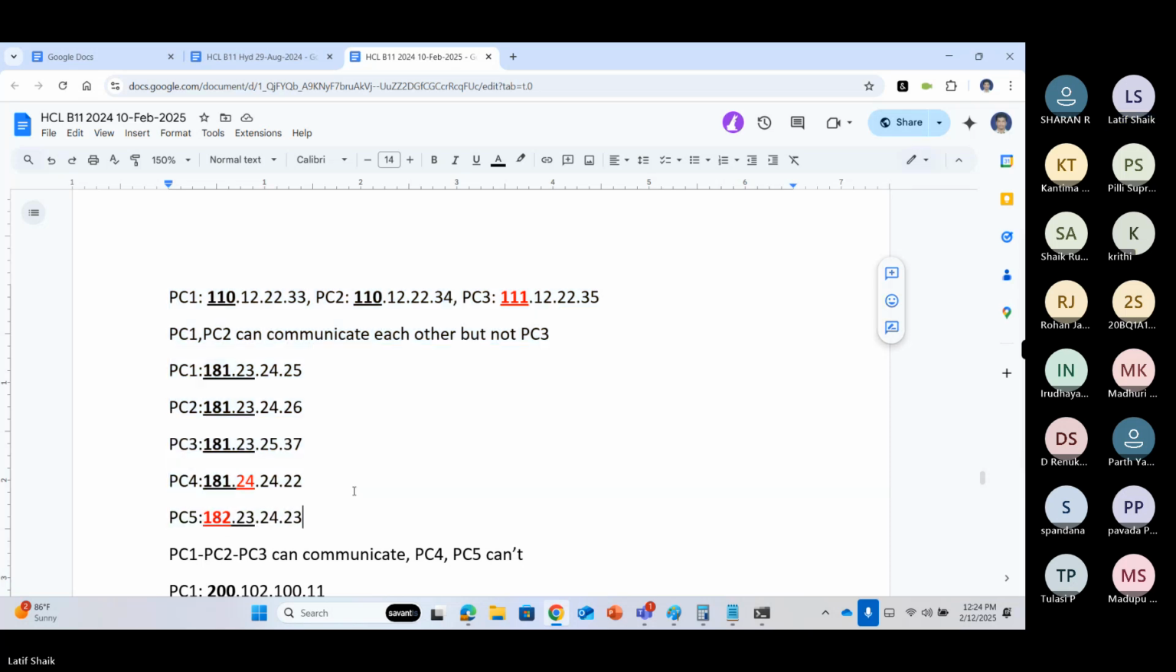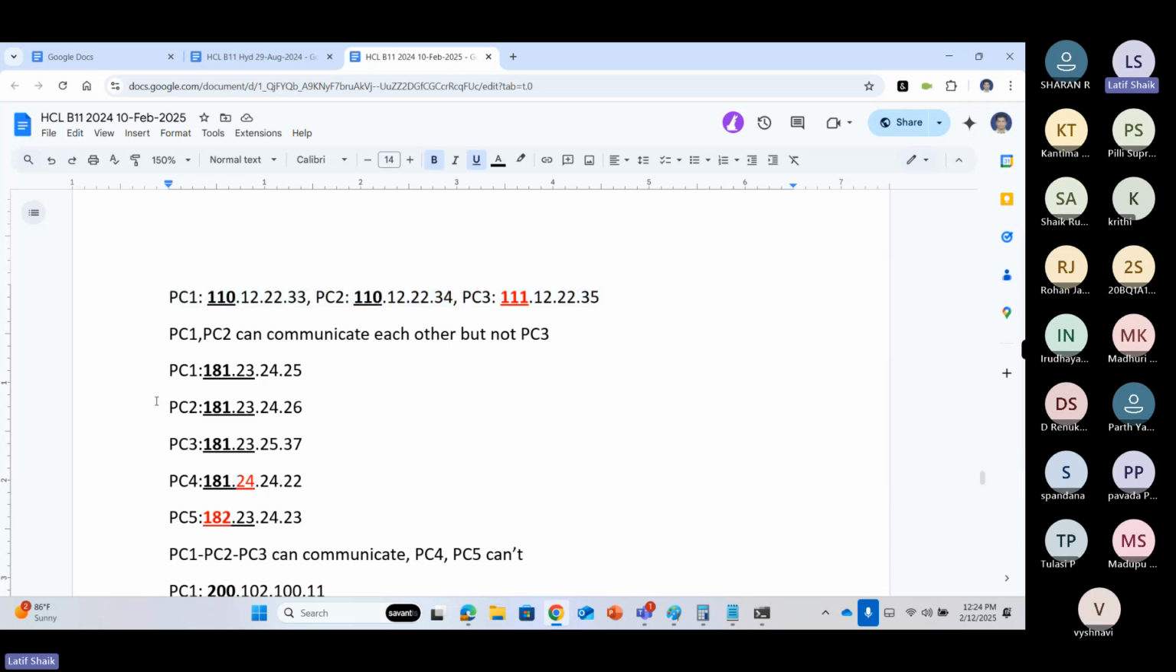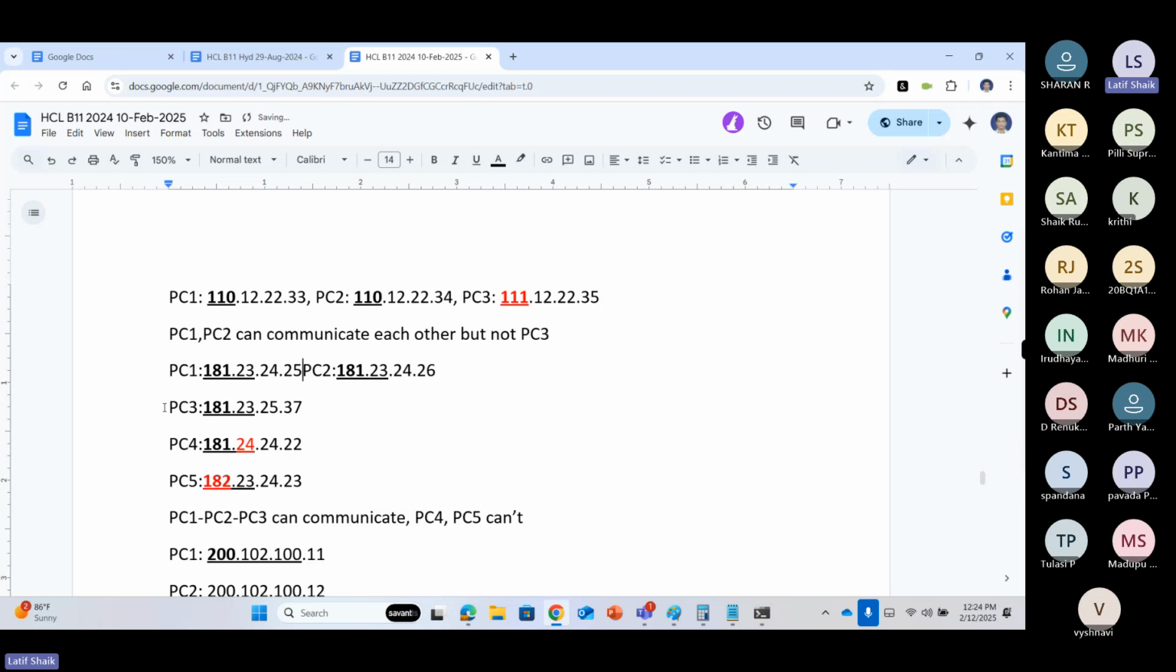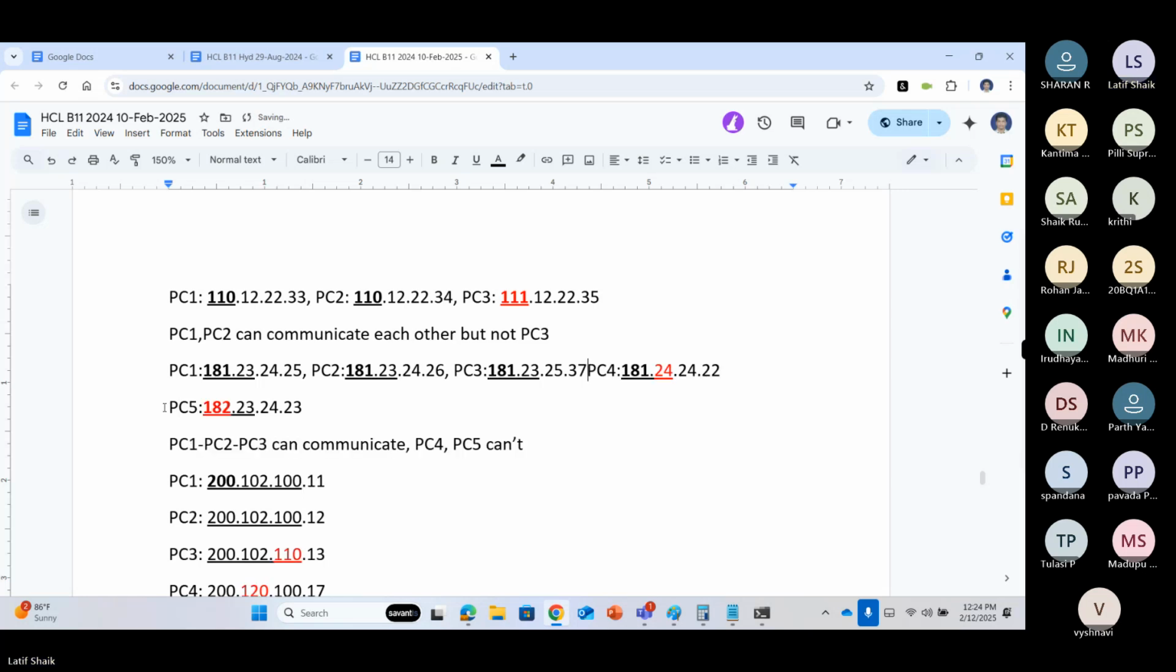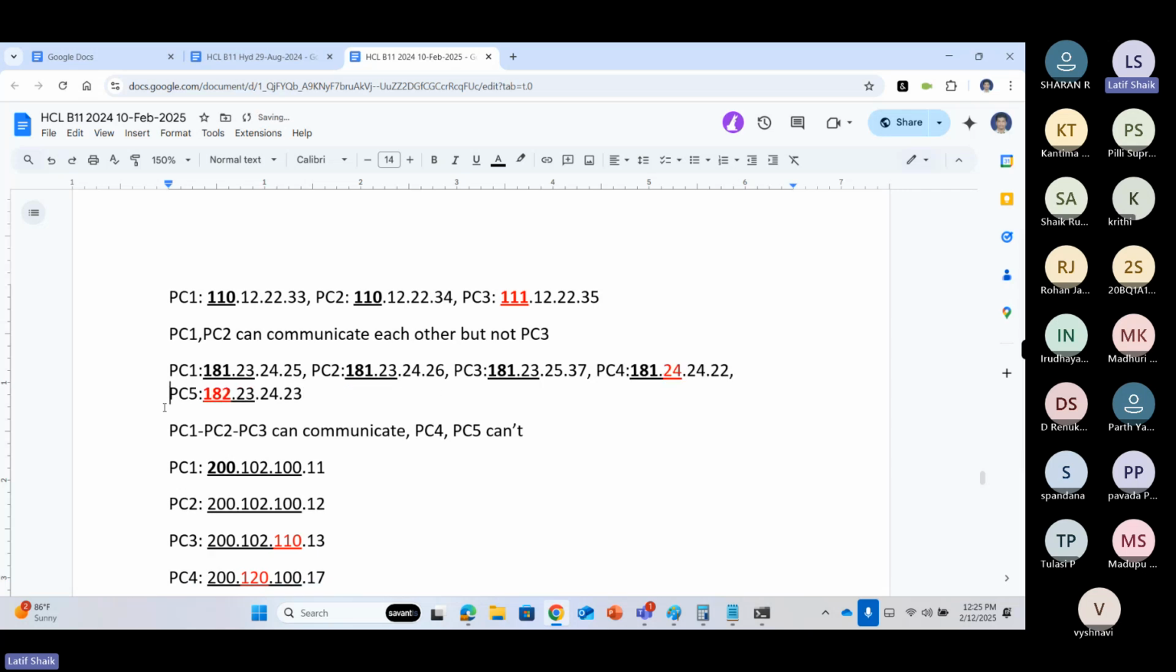So I've given some examples. See the example and identify which class of IP address it is, what its network portion is, and what its host portion is. And is their network portion the same or different? Okay, I just explained it, but you can also do a small exercise.